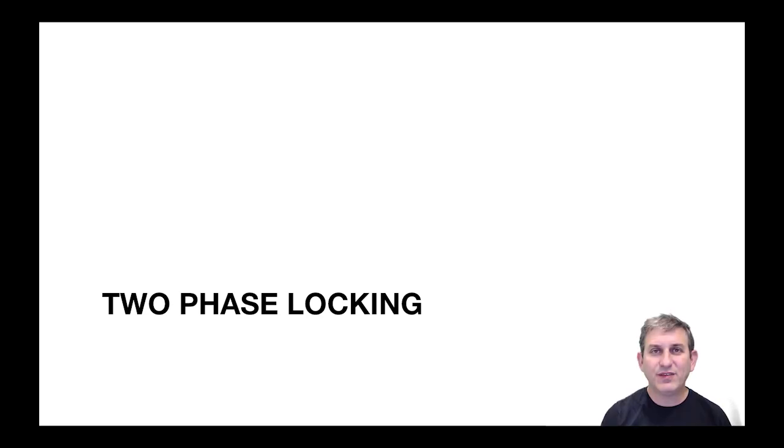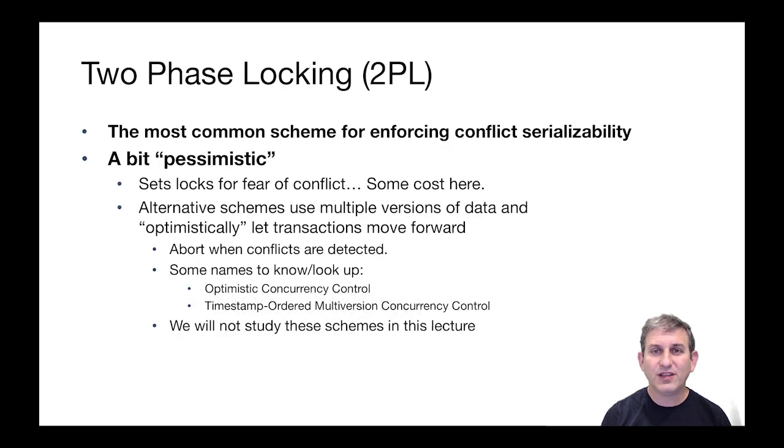Now that we've settled on a definition of correctness, namely conflict serializability, let's look at enforcing it. The most common way to enforce conflict serializability is something called two-phase locking. Now, two-phase locking is a bit pessimistic. What we're going to do is set locks for fear of conflict. So we're going to lock objects in the database to avoid conflicting actions from happening.